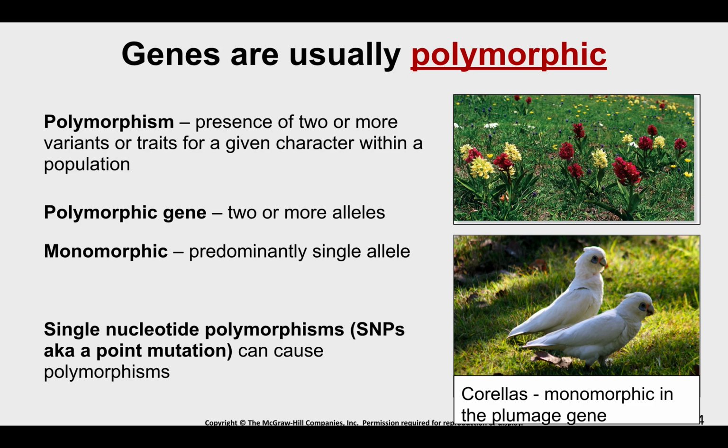Your textbook calls them single nucleotide polymorphisms. That's a point mutation. With a point mutation, we are changing out a single nucleotide that can therefore change that variation downstream.